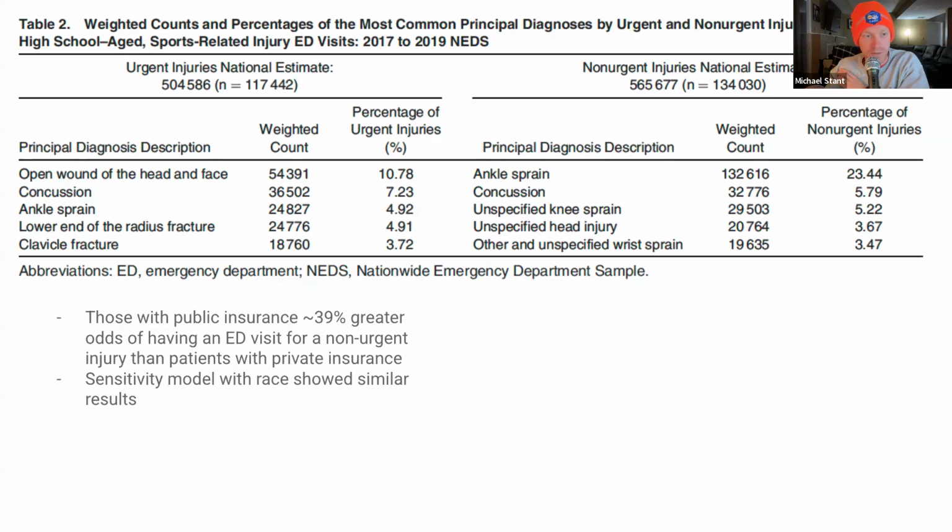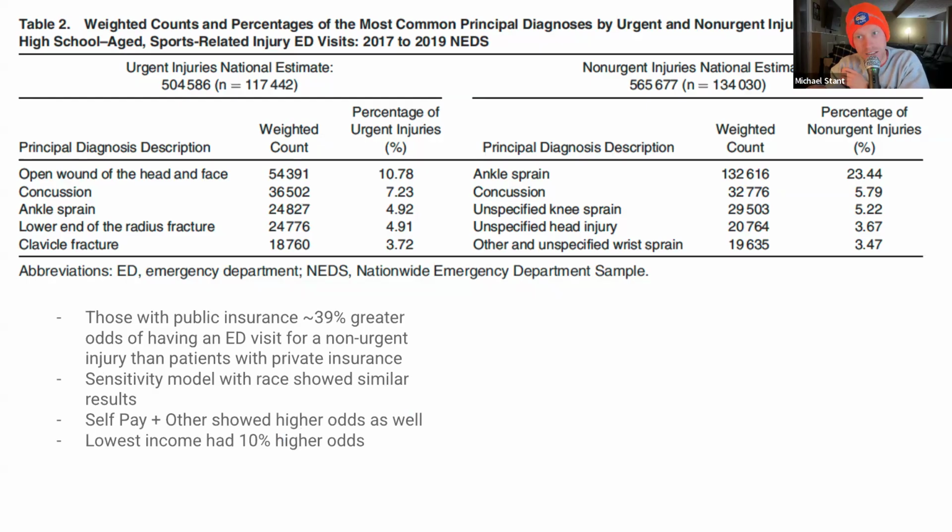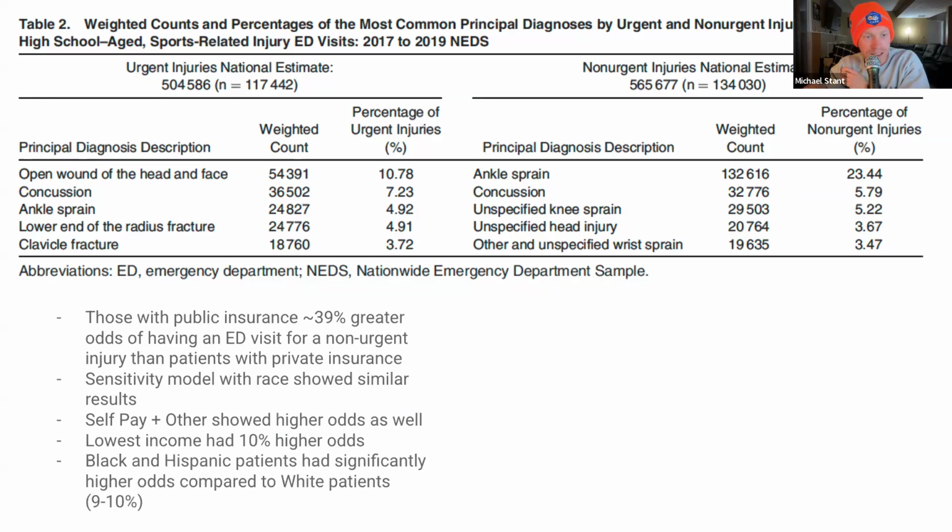Their sensitivity model had similar results based on race. Self-pay plus whatever that other option is. I'm not really sure what the other option was in the study, but they also had higher odds of using the emergency department, which is kind of interesting to me. And I guess maybe it's because they want to go somewhere and get referred there, because then they're paying twice. Those in the lowest income group had a 10% increased odds. Black and Hispanic patients had significantly higher odds compared to white patients.